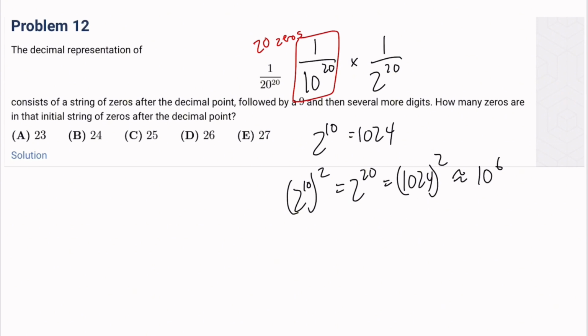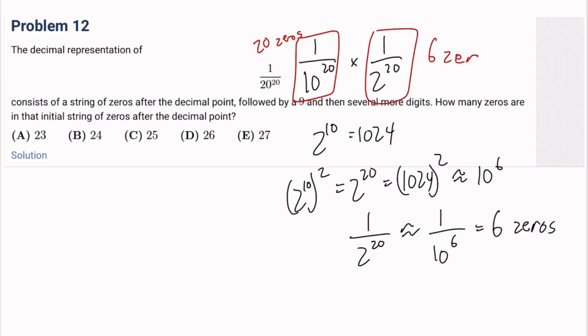And so if we do 1 over 2 to the 20th power, this will be similar to 1 over 10 to the 6th power. So this will have 6 zeros, right? And in total, we have 20 and 6, so we have 26 zeros.